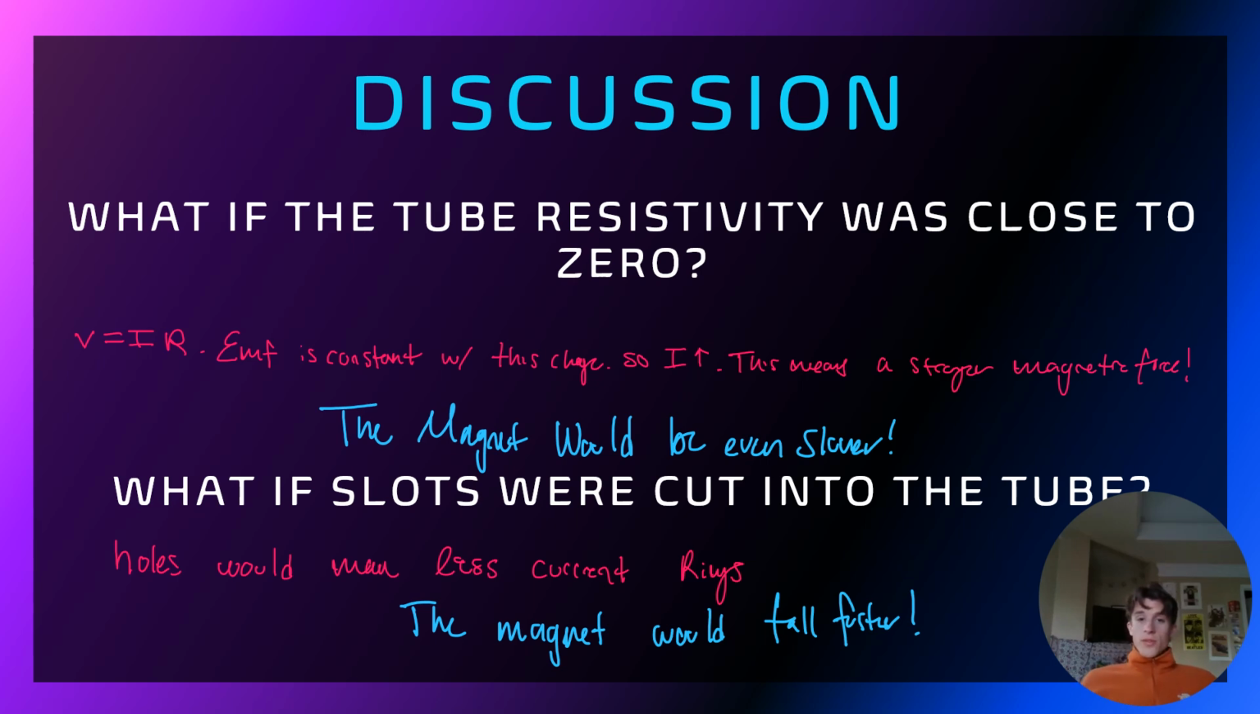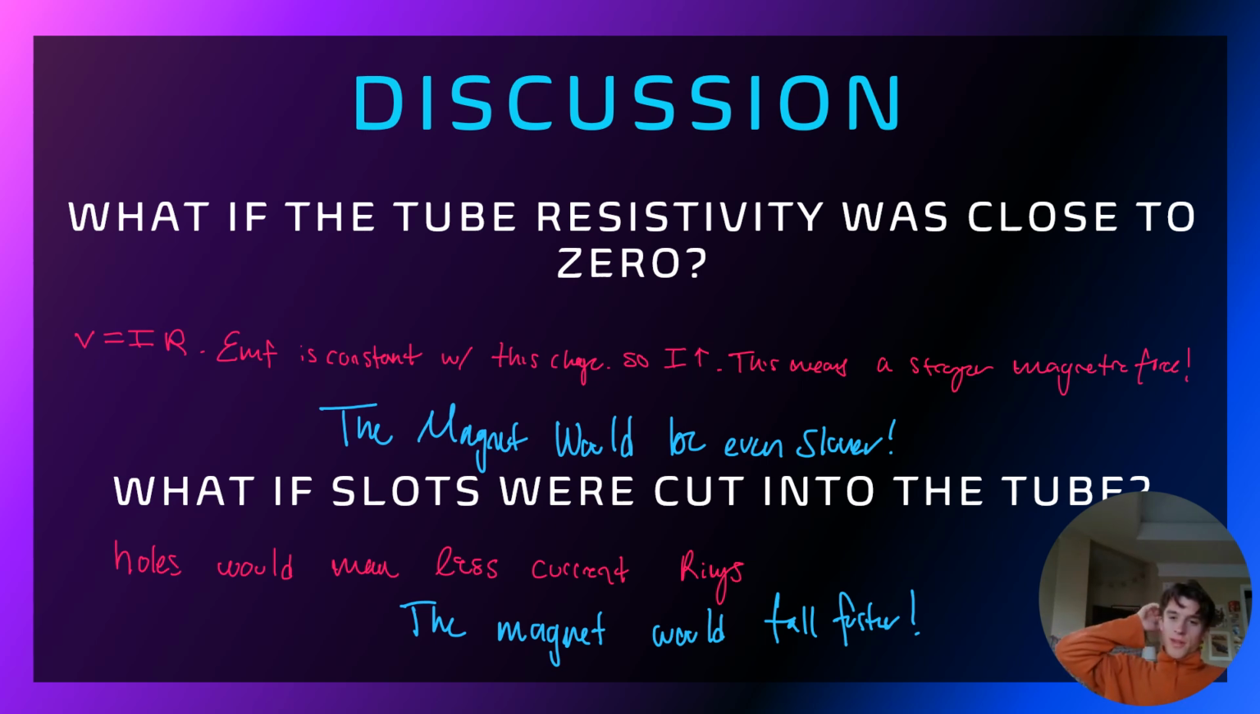So what if the tube resistivity of the material was close to 0? In this case, the induced voltage of the falling magnet would be the same because nothing's changed there. So the current going around the loop would be the same, and then R is lower, so I is higher, meaning a higher magnetic force acting on the magnet.